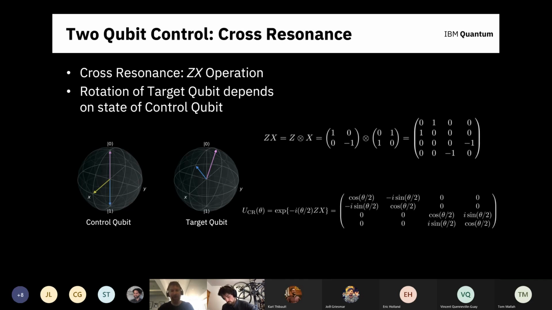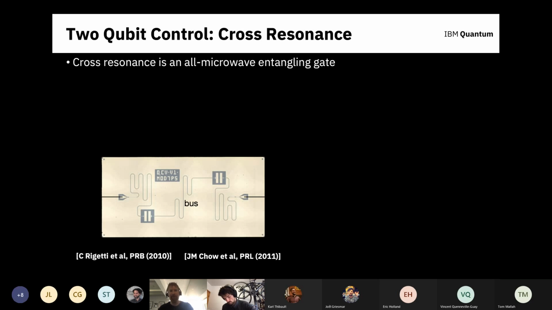Now, physically, things get a little bit more complicated. The reason we like the cross-resonance gate is because it's an all-microwave entangling gate, and that allows us to have fixed-frequency transmons.